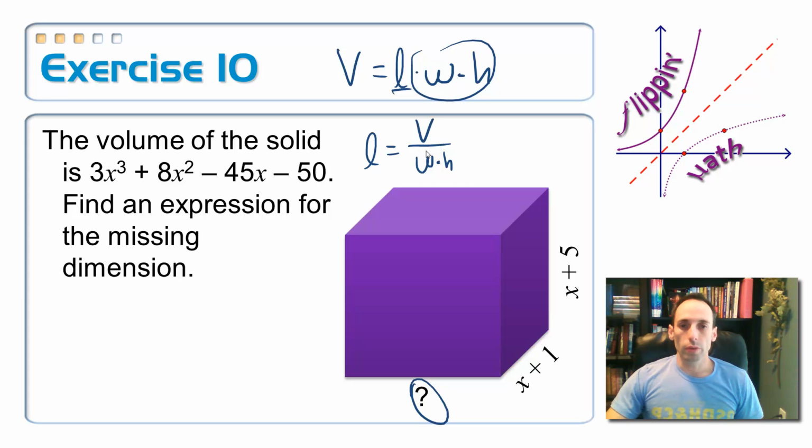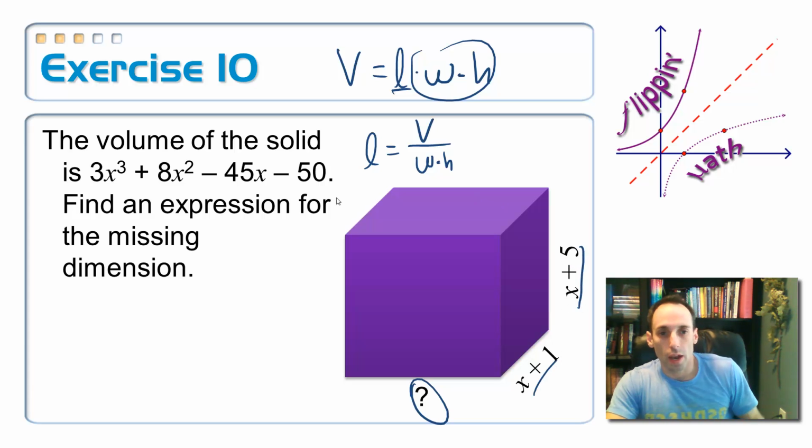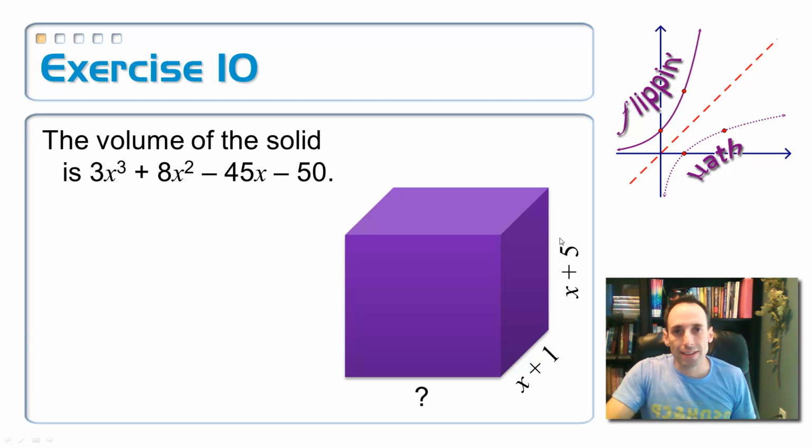Okay, so I need to take this 3x cubed plus 8x squared minus 45x minus 50 and divide it by both of these things. Now I've got two things that I could do. I could go ahead and multiply those two things together and divide that answer into the 3x cubed thing, or I can divide them separately. I could divide it first by x plus 1, get an answer, and then divide that by x plus 5. That second one is what we're going to do because it's going to be faster.